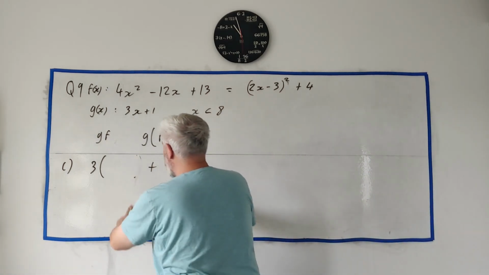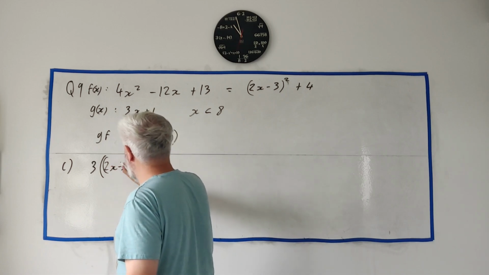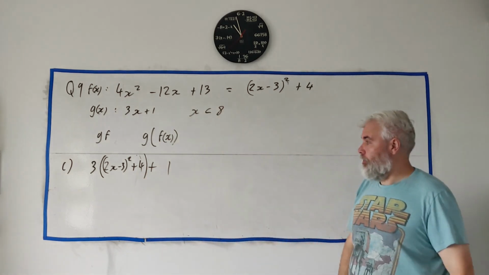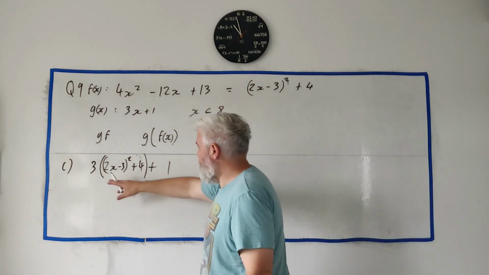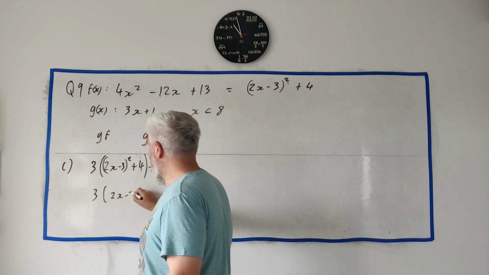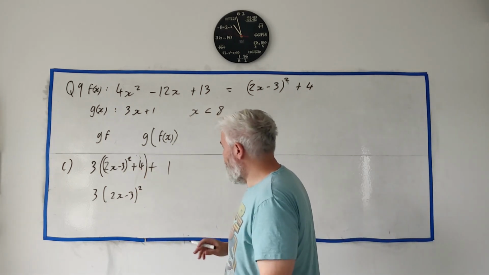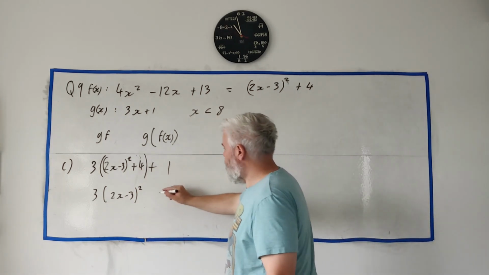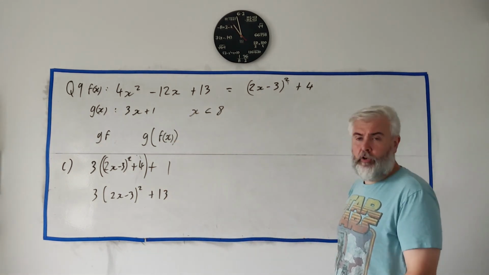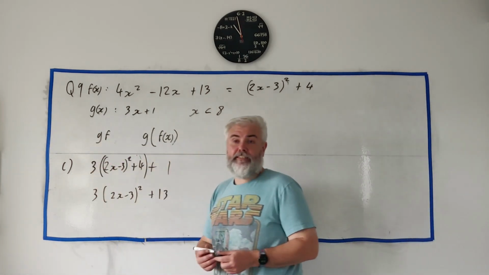I don't think I've left enough room still though. 2x minus 3 squared plus 4. That's what's going into that function. So we can just multiply all that by 3. We will get 3 times (2x minus 3) squared. 3 times 4 is 12, but we'd also be adding 1 onto it. So we get plus 13. So we're getting this whole new function. And yeah, that'd be fine as an answer.